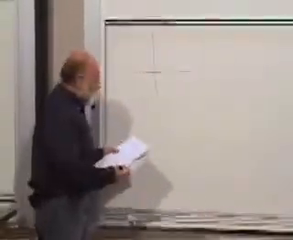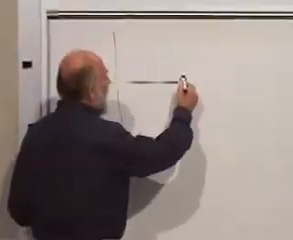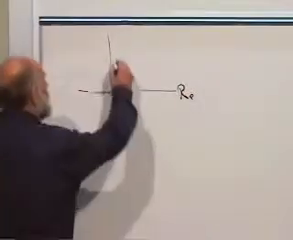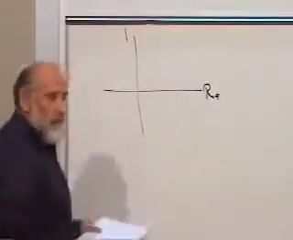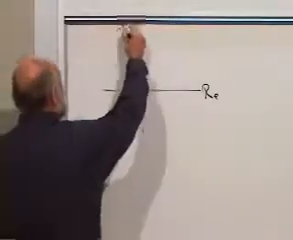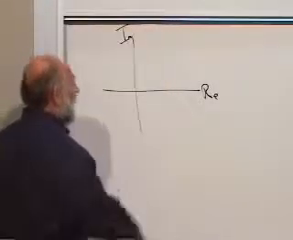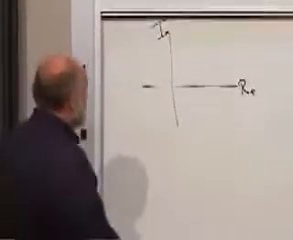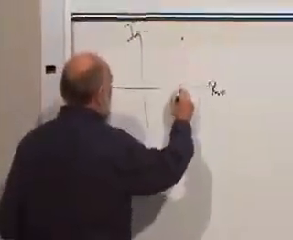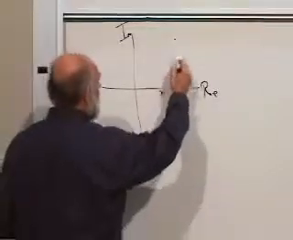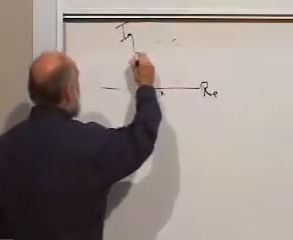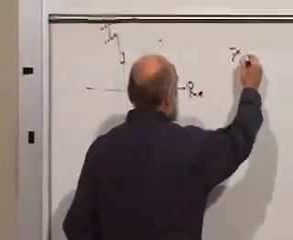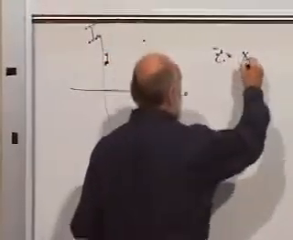The two-dimensional surface's horizontal axis represents the real part of the number, and the imaginary part of the number is plotted on the vertical axis, and a point on this plane is a complex number. If this is x and the height is y, then the complex number is z, which is x plus iy.